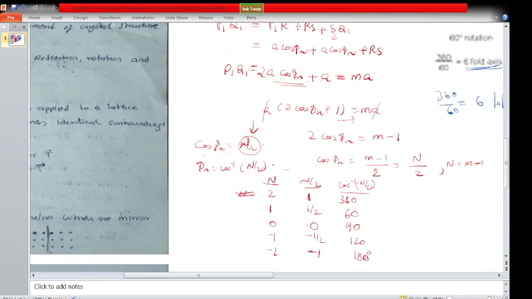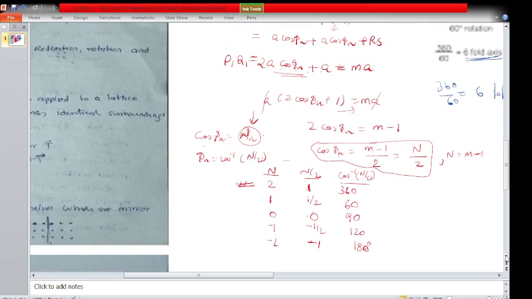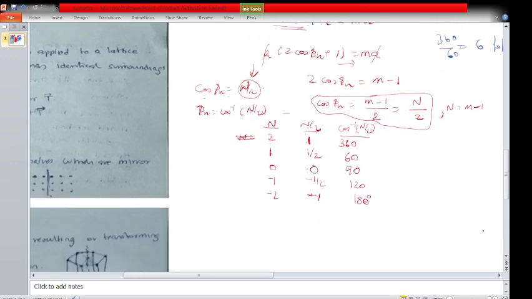So when you apply this particular condition or equation, you can see we don't have that five-fold symmetry. Five-fold symmetry is not possible. How can we say that?